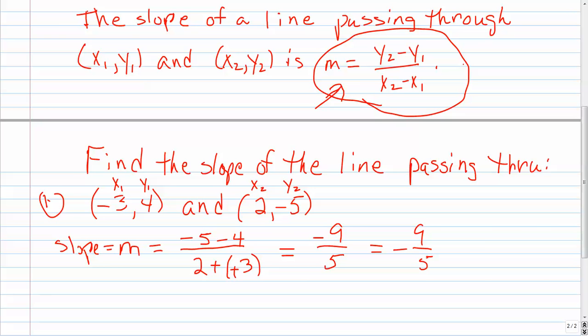-9/5. Since this slope is negative, if we were to graph this line that's passing through those 2 points, it's going to fall from left to right. Negative slope means it's falling from left to right.